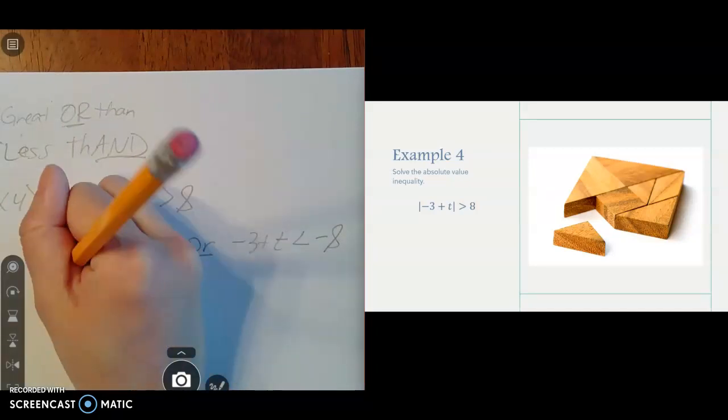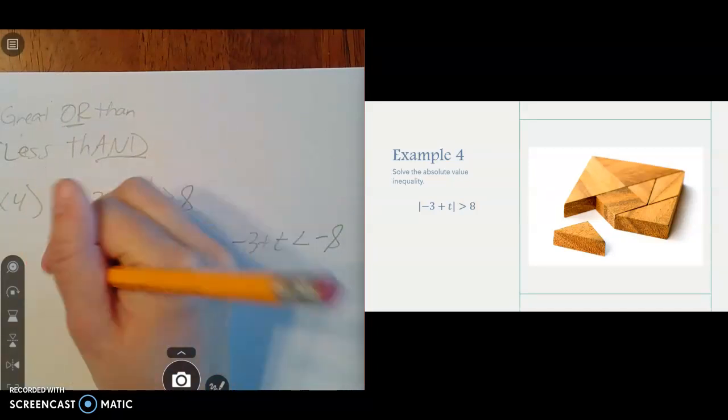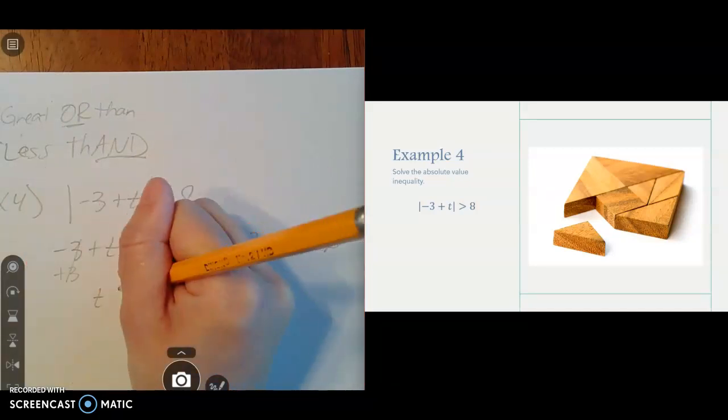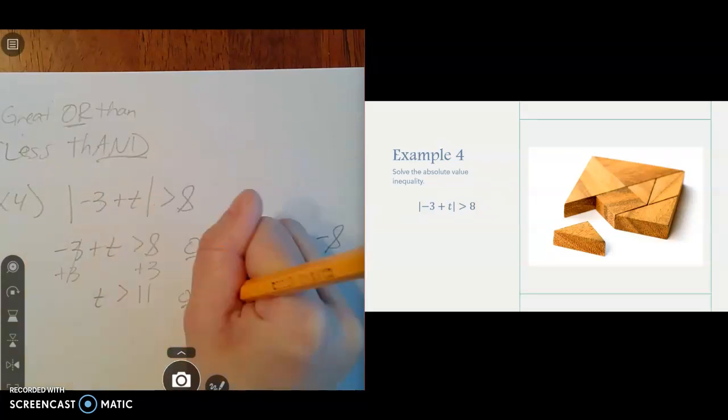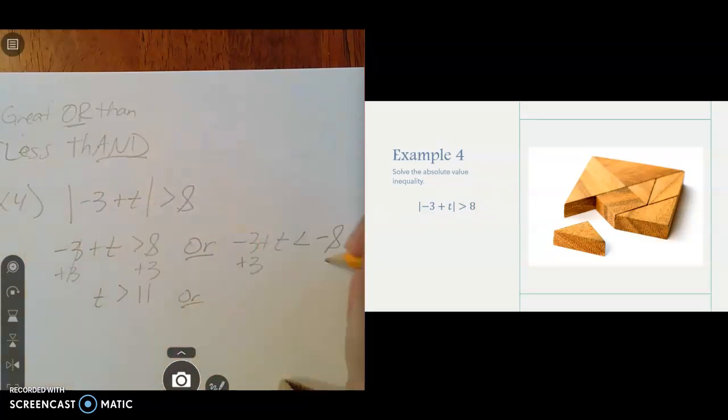So to solve the first one, I would just add 3 to both sides. So I've got t is greater than 11, or on the other one, we'll also add 3 to both sides. So now t is less than negative 8 plus 3, which is negative 5. Okay? So let's go ahead and graph those on the number line.